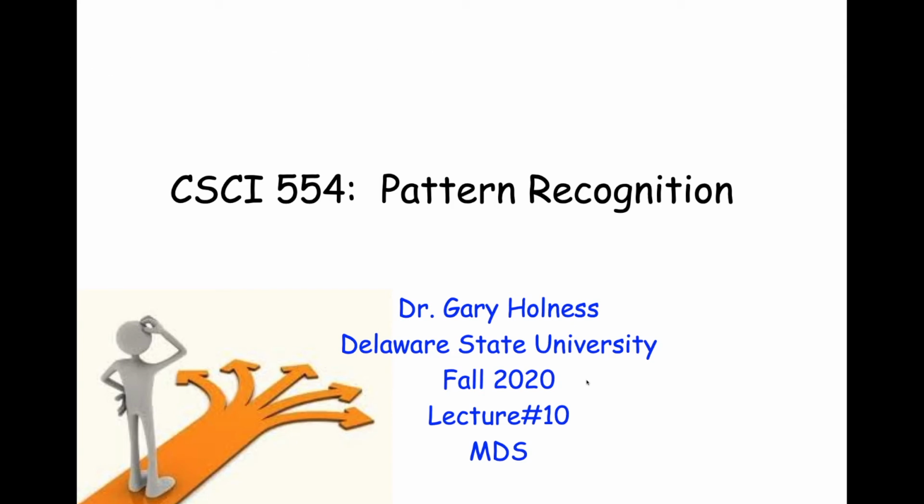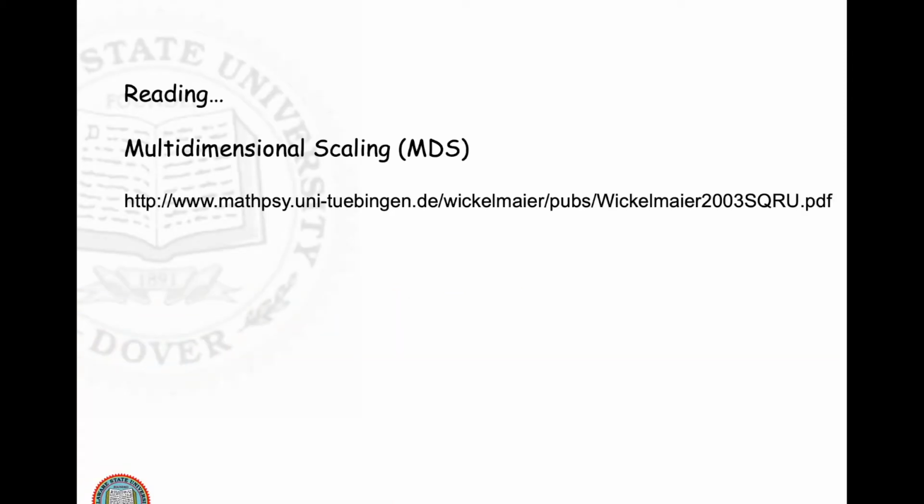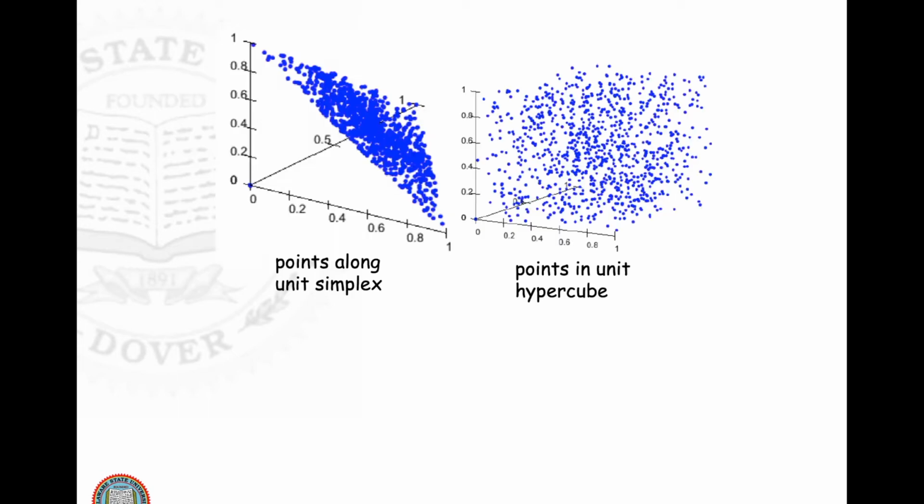Today, we will continue our discussion on feature selection, and we'll go to something called MDS, or multidimensional scaling. The reading for this is at the following URL. Please make sure you read through that. It's a pretty easy read, goes through some of the background, what it's doing, and talks about metric and non-metric MDS.